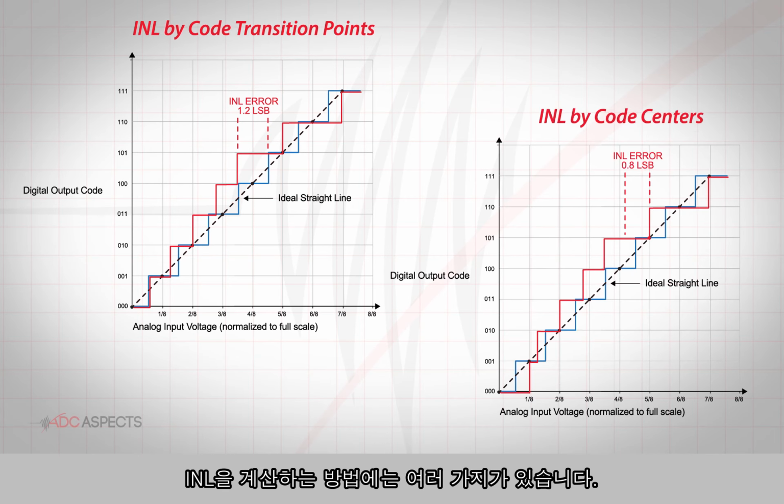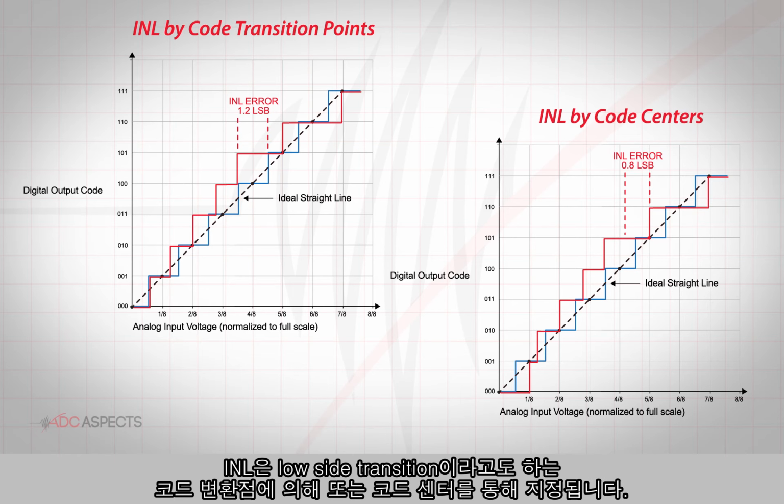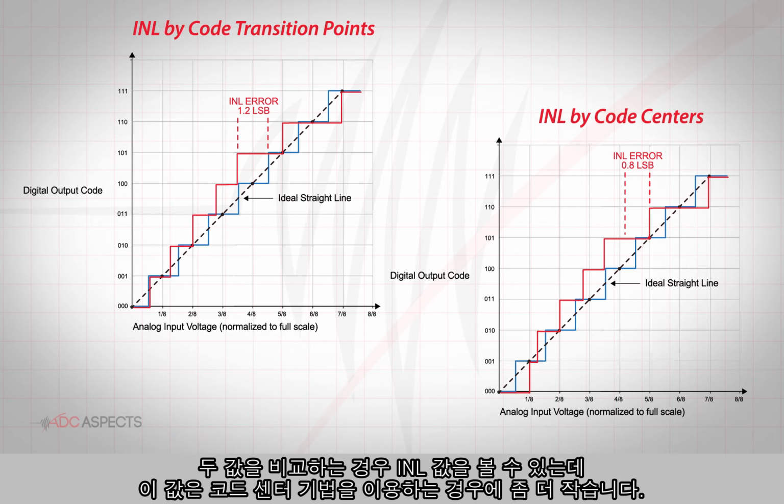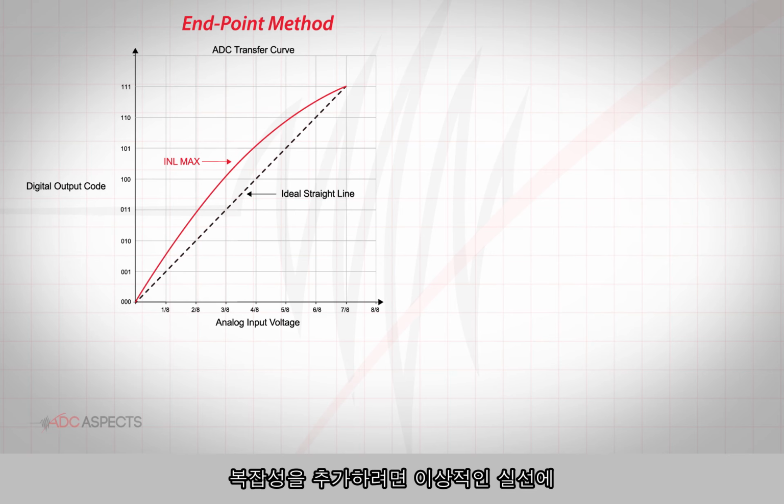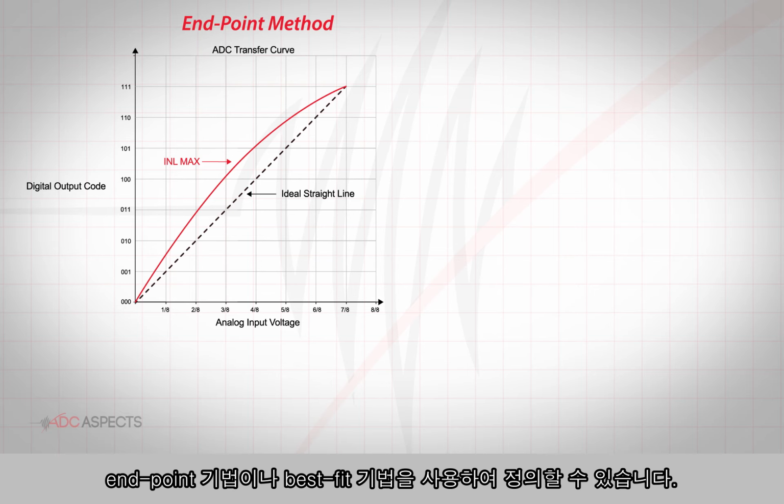It is also important to note that there are several ways to calculate INL. The INL can be specified by the code transition points, also known as loci transition, or through the code centers. Comparing the two figures, it can be seen the INL value will be somewhat smaller using the code center method. To add to the complexity, the ideal straight line can also be defined in different manners, either using the endpoint method or best fit method.